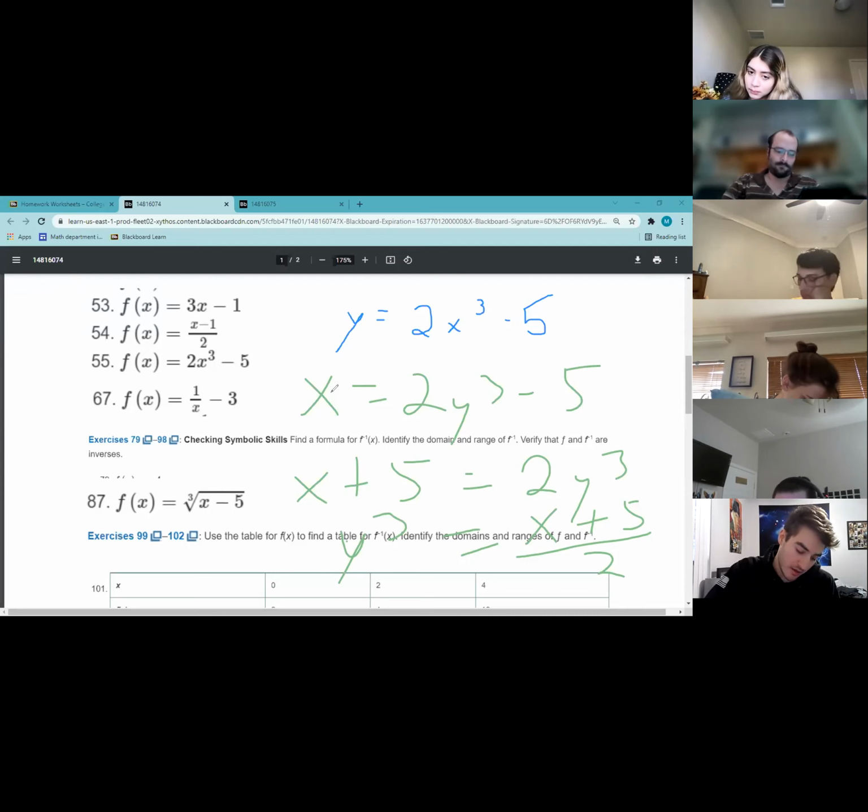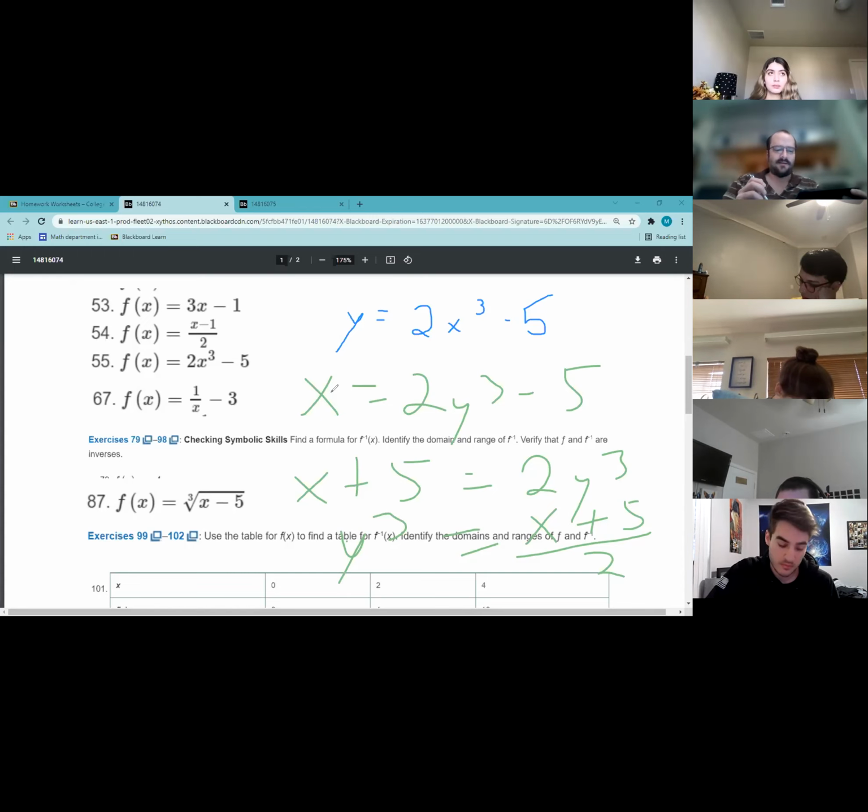And then I took the cubed root of y to the third and the cubed root of x plus 5 over 2, which gave me y equals the cubed root of x plus 5 over 2.